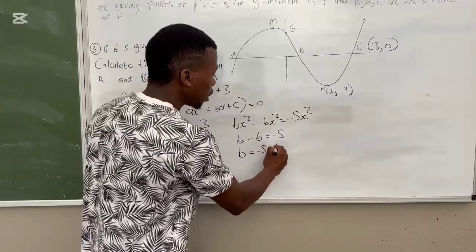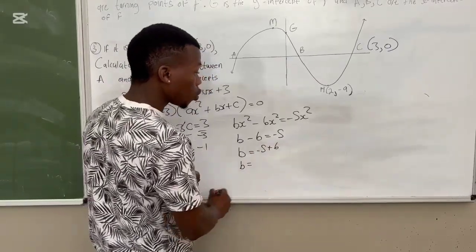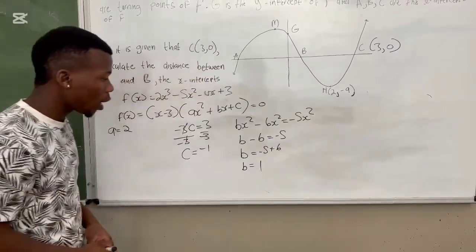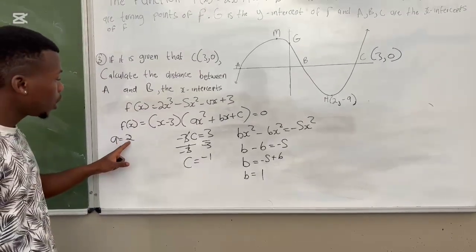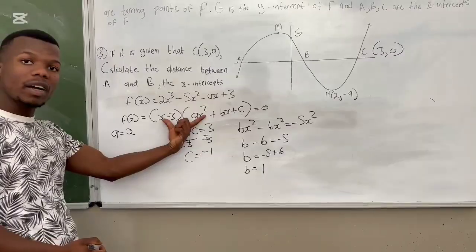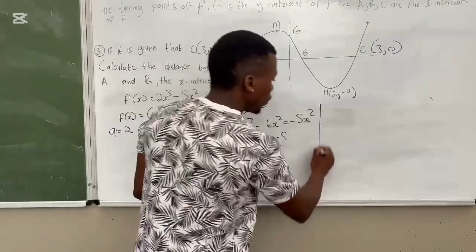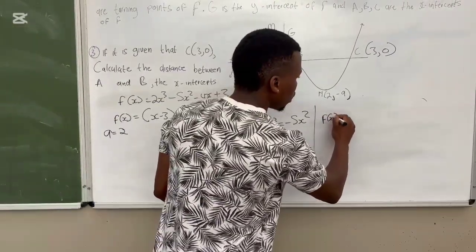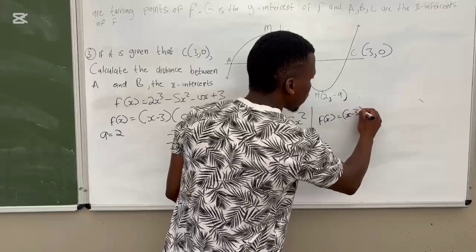Minus 5 plus 6. This is b is equals to 1, positive 1. I have calculated the value of a, c, and b, meaning that my whole cubic function is given by what? Is given by f of x is equals to x minus 3.